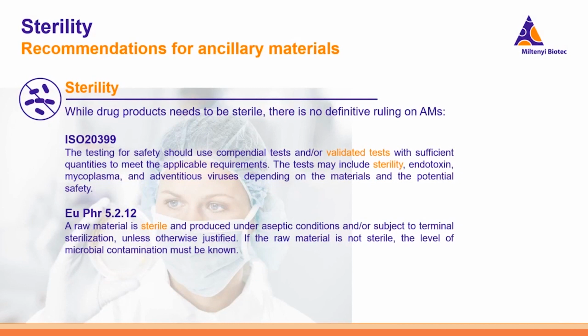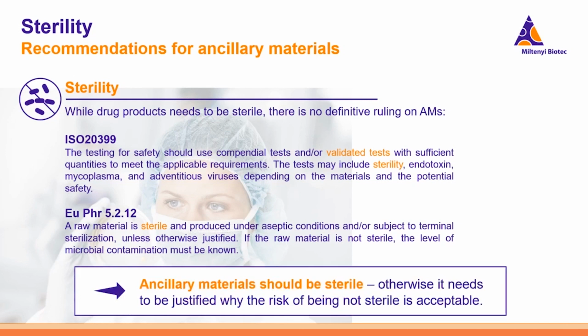What are the recommendations actually for ancillary materials? I've put here some excerpts from the ISO and from the European Pharmacopoeia. ISO says that you should use validated tests with sufficient quantity, and these tests may include sterility. And the European Pharmacopoeia says the raw material is sterile and produced under aseptic conditions. Otherwise, the level of contamination must be known. So basically this says ancillary materials should be sterile. Otherwise, you need to justify why the risk of using non-sterile materials is acceptable.